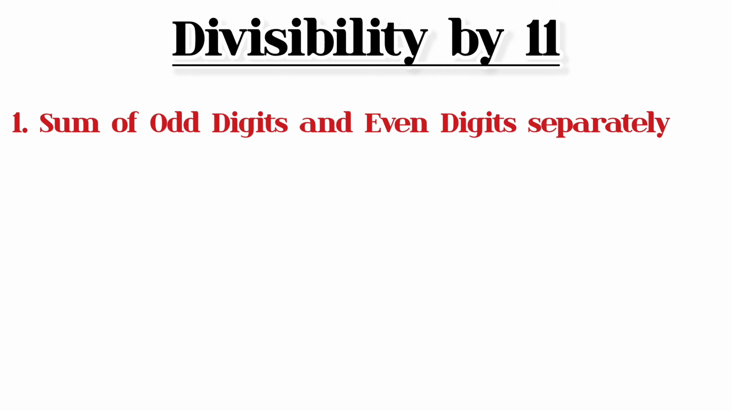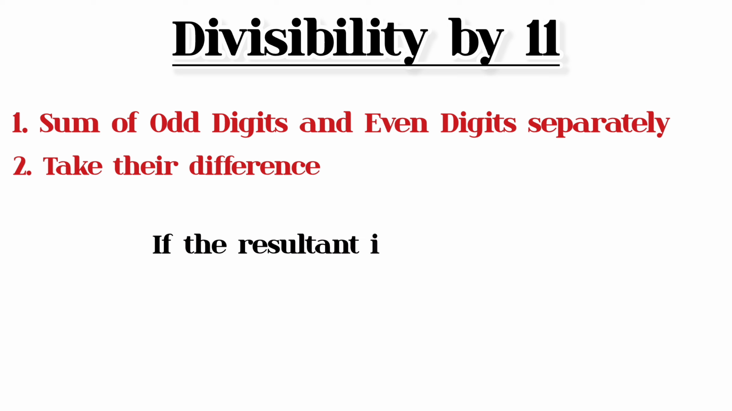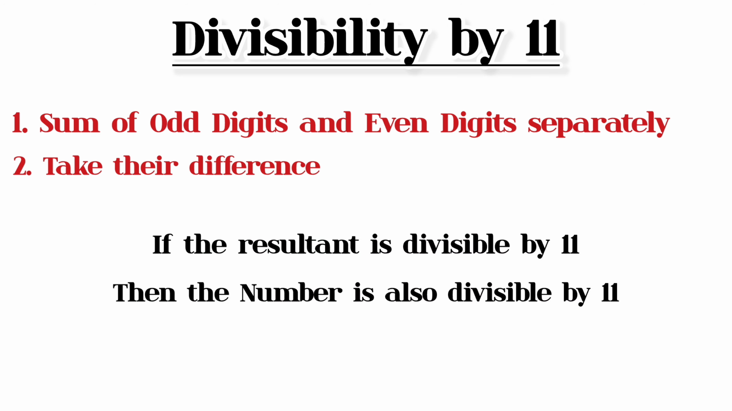Divisibility by 11. Again follow two simple steps. First, take sum of odd digits and even digits separately. Second, take their difference. If the resultant is divisible by 11, then the number is also divisible by 11.